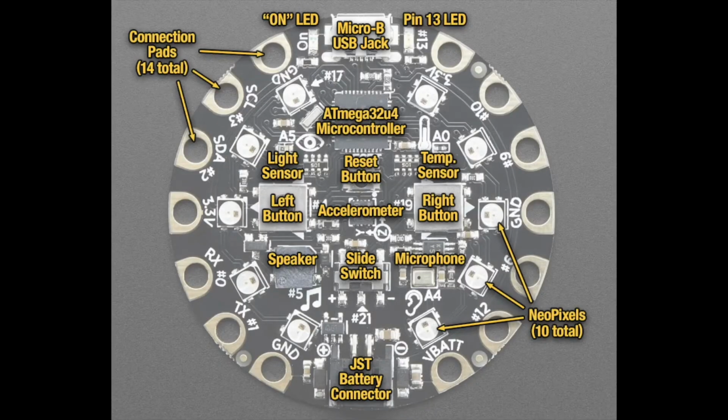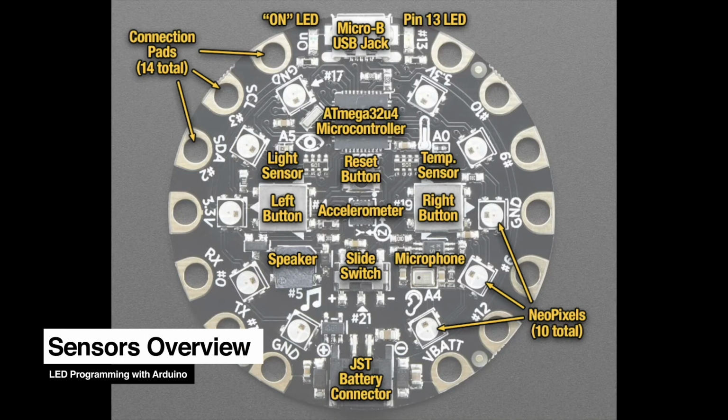Lucky for us, the Circuit Playground Express comes with a number of onboard sensors that we can use as inputs. In this class, we'll explore some of the onboard sensors of the Circuit Playground Express to trigger our lighting effects. Sensors are electronic components that allow us to register and respond to data about the surrounding environment.